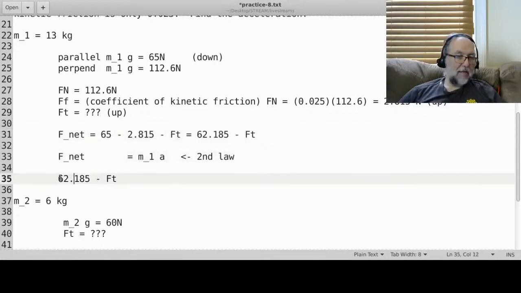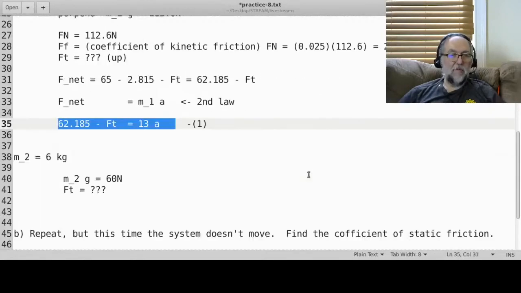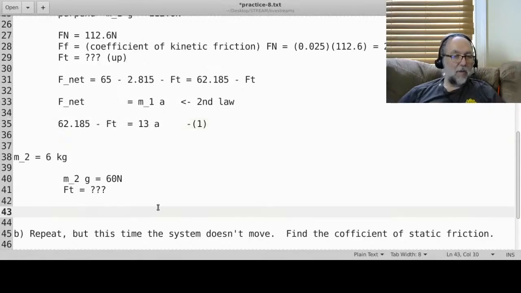So for F net, I substituted in that expression there. I can't go any further. I don't have any numbers, so the best I can do is give F net as an expression, and then equals. M1 is 13, so that's 13, and then a, we don't know a. There are two unknowns there. FT is unknown and a is unknown, and so we can't go any further.